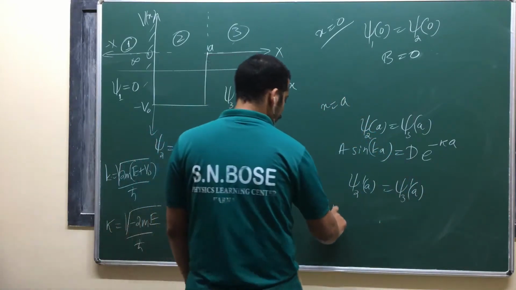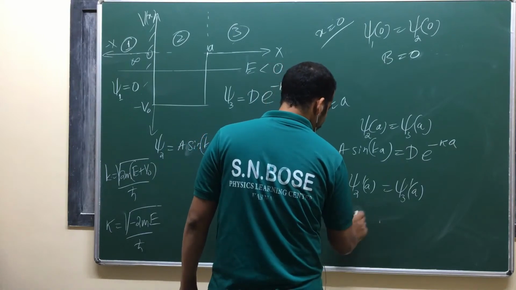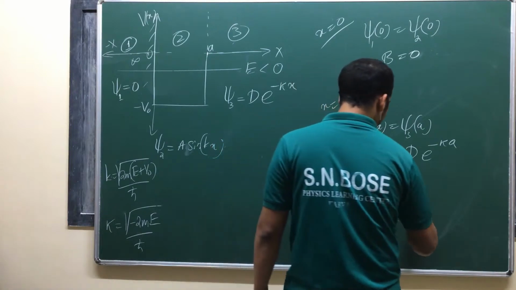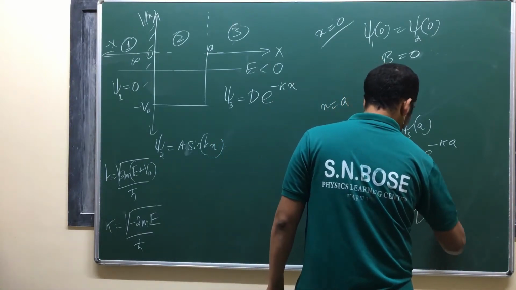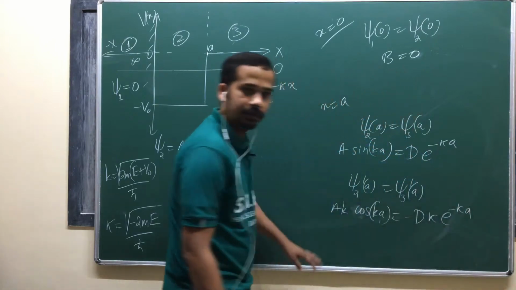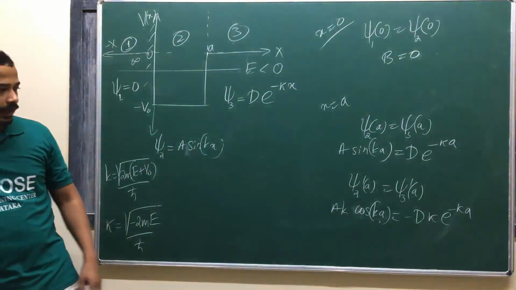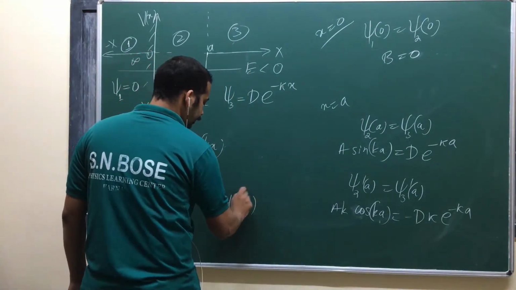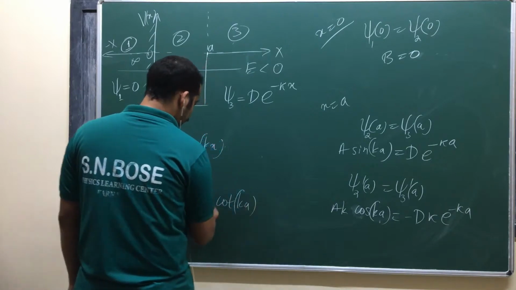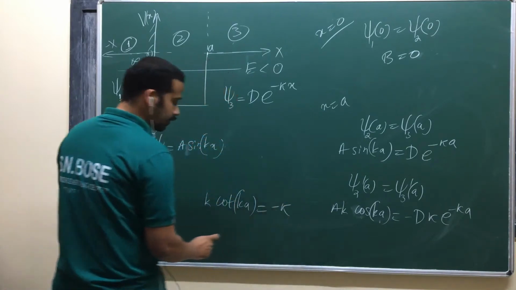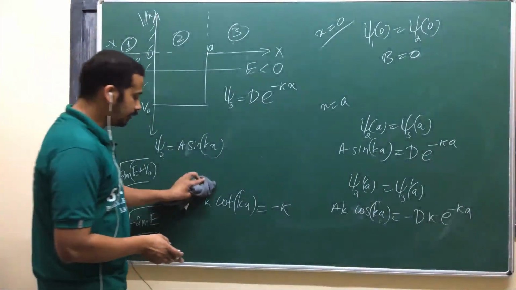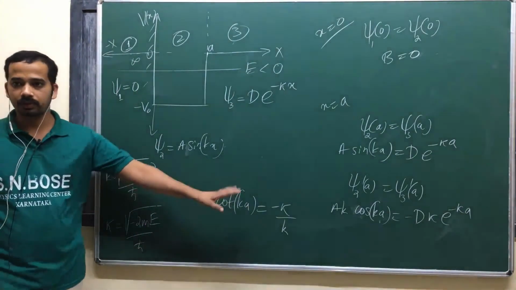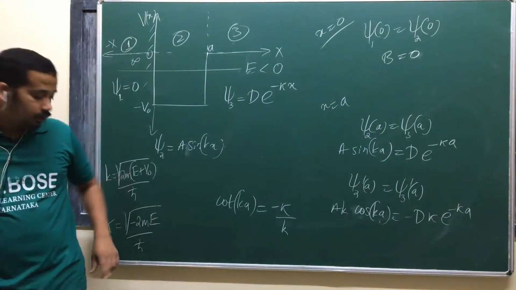What is psi 2 dash? A k cos ka at x tends to a, and that is equal to minus D kappa e power minus kappa a. Am I right? Take the ratio, second one divided by first one. So what you get? k cot ka is equal to minus kappa. Just divide by k and you'll end up with this one. Square this one, substitute this one, and you'll get the answer. Don't forget this negative sign.